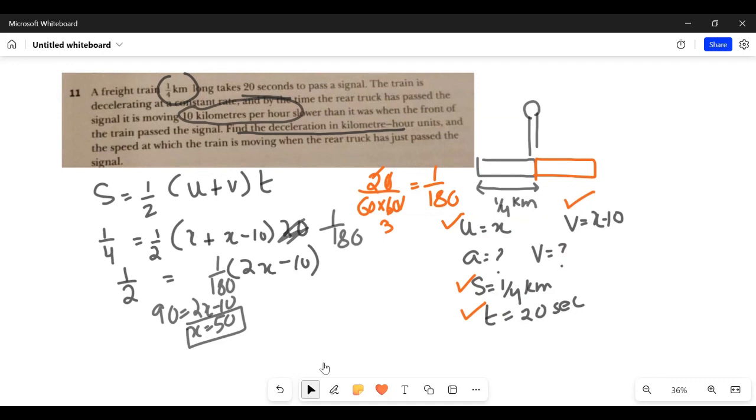Okay, so we know what x is. That means we know what u is and we know what v is. So this is now 50 and this is now 40 kilometers per hour. Also, we have to find the acceleration now. So now we actually have 4 parameters.